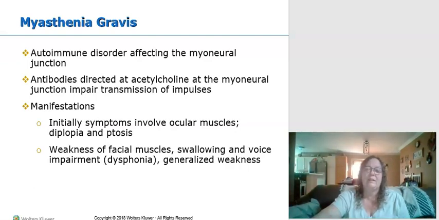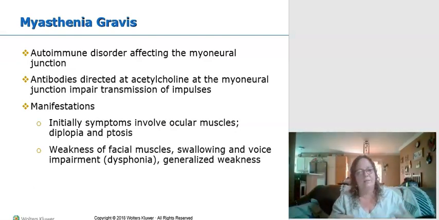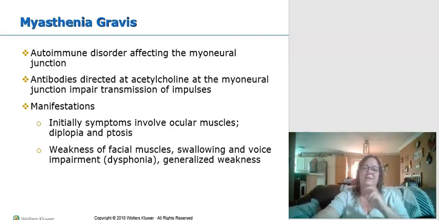So the signs and symptoms of this: initially, symptoms involve ocular muscles. All right, so diplopia or ptosis, right? So the pathologic kind of droopy eyelid. This is different. So this is something I would know. This is how I can differentiate these three diseases we're talking about, is finding the differences, right?